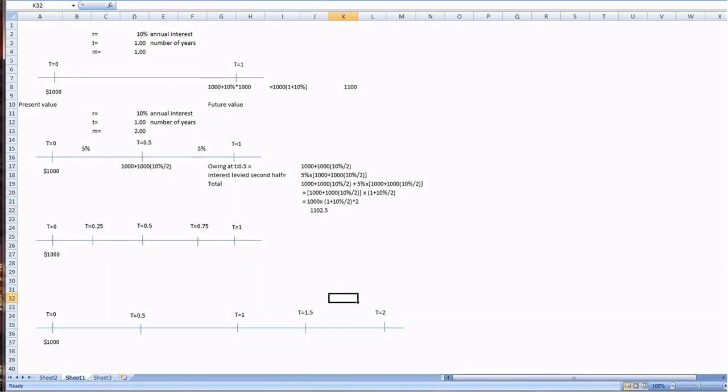Okay, let's move on to a slightly more difficult example where instead of 2 periods a year, we are compounding by 4 periods a year. Okay, let me copy this down. So instead of m equal to 2, we have m equal to 4, which means that we are levying interest, we are calculating interest every 3 months instead of every 6 months.